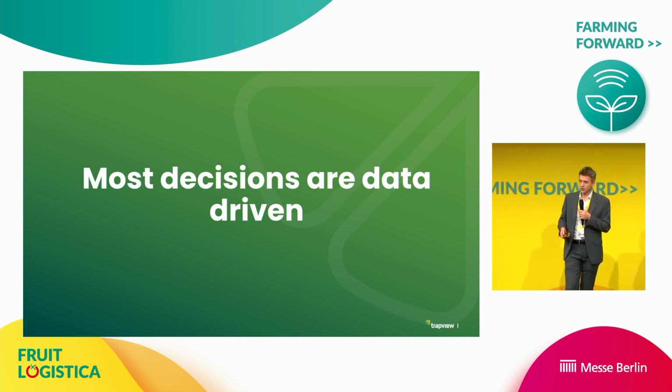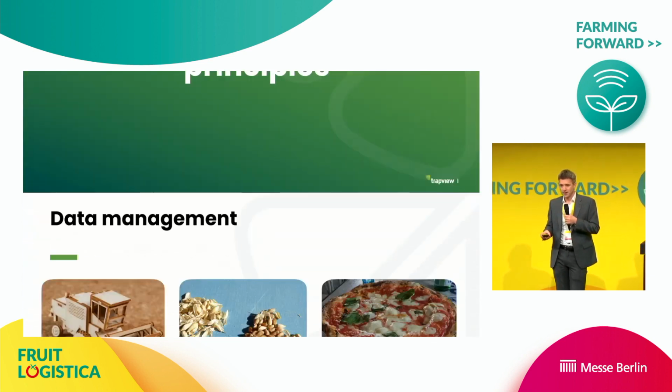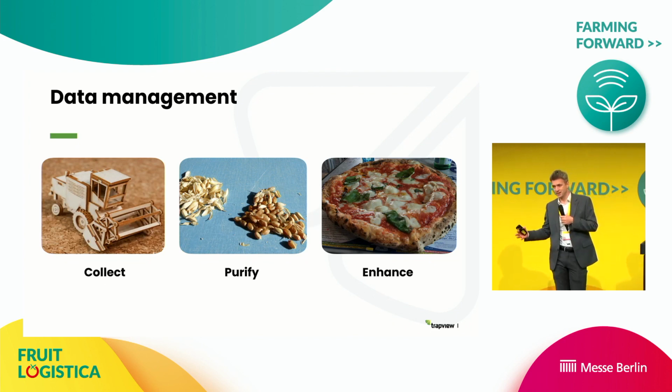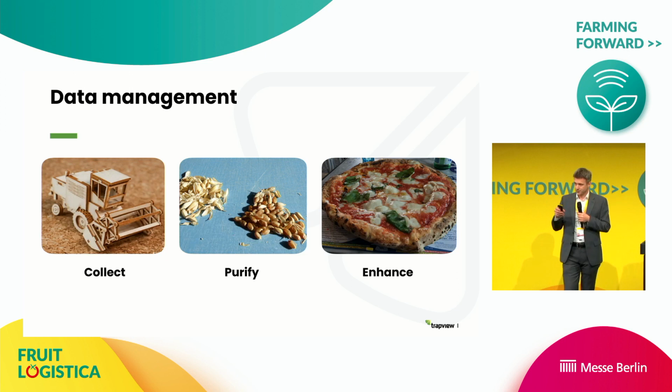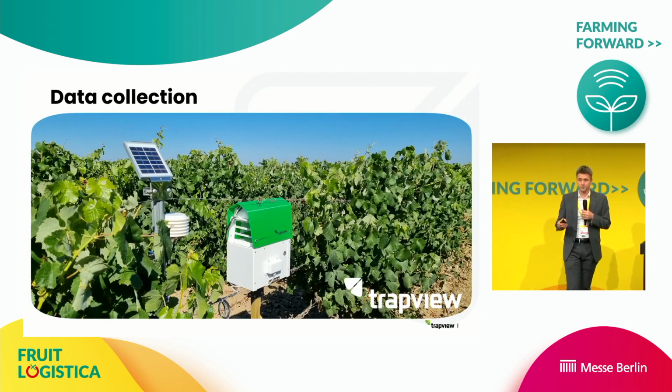So when we talk about data, there are a couple of basic principles that always apply. And it's very easy, right? You need to collect, you need to purify, and then you can enhance the data. I will give you an example from the perspective of pest insect monitoring and forecasting, how this works. So first step, data collection. For this, you have automated traps, which are first catching insects, then taking pictures, sending those pictures to the cloud for further processing.